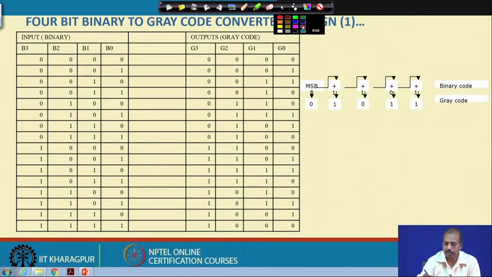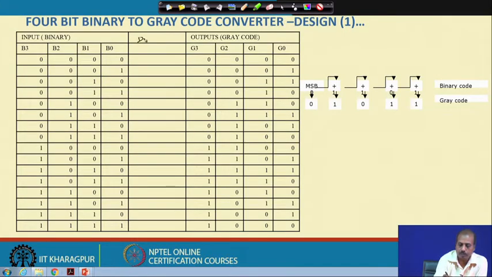Take an example here. Say the value 0000. In this column, if we write the corresponding decimal value, then for 0000 the value is 0. So 1, 2, 3, 4. It goes like this.